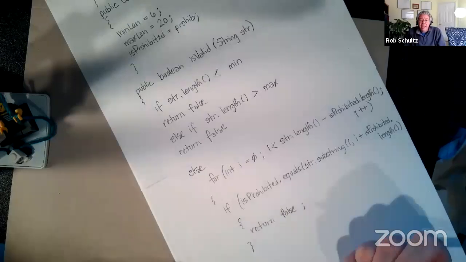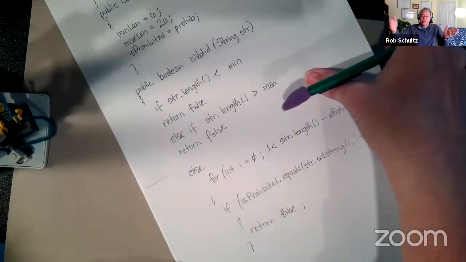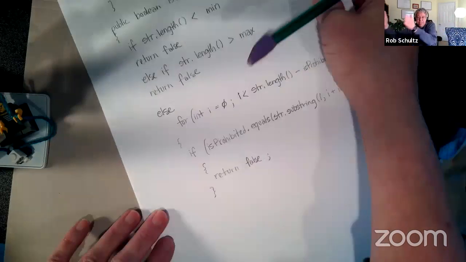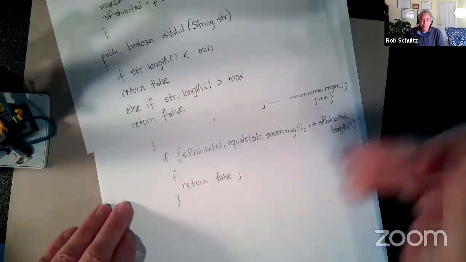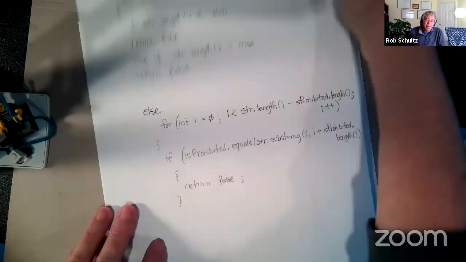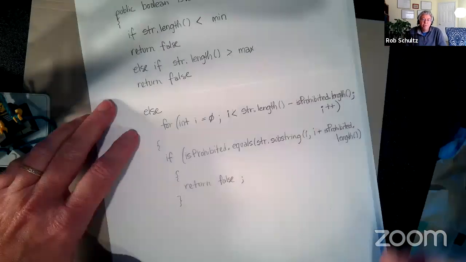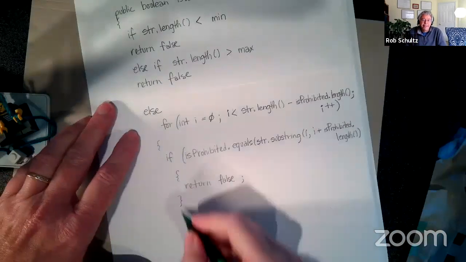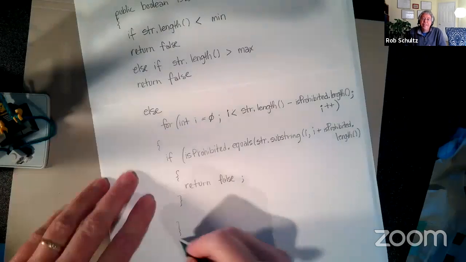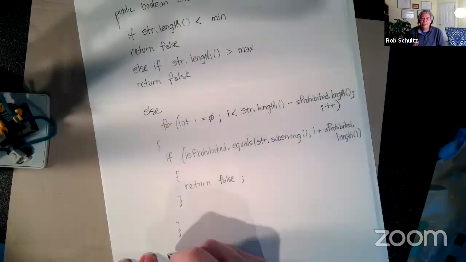Okay, and that brings us down to the end of our for loop. If we get all the way through our string and we compare chunks, substring, substring, substring, and we don't find what we're looking for, then at the bottom, outside of our for loop, we can close off our for loop bracket. And then we're going to return true, because that means our length is okay.